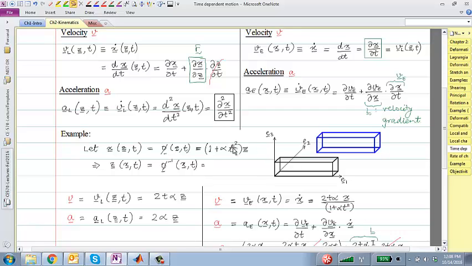So at time 0, what is the value of this factor? Just 1, so x equals z, right? So at time 0, this blue deformed body is exactly the same as the original undeformed configuration. That's what is happening at time 0. At some time greater than 0, depending upon the value of alpha, let's say it's some small positive number, then as time grows, the value of this factor also grows from 1.